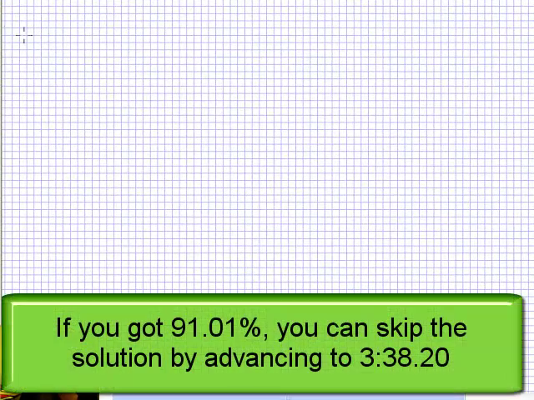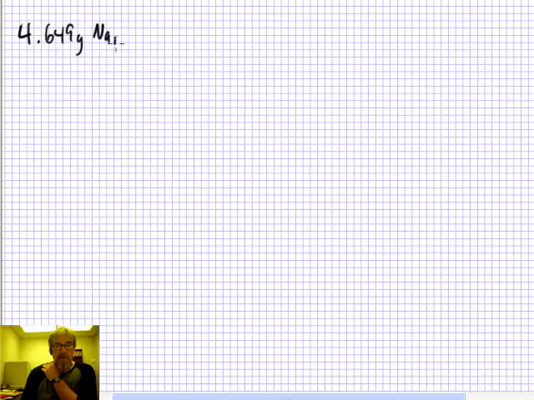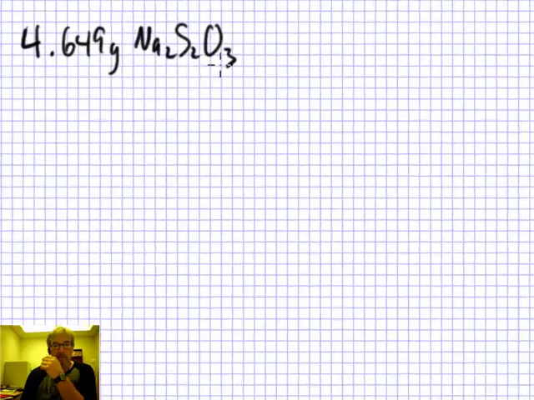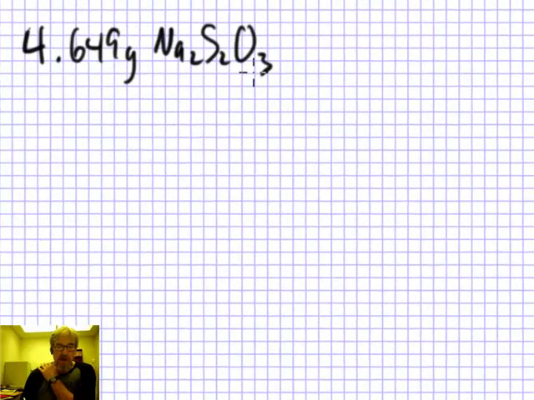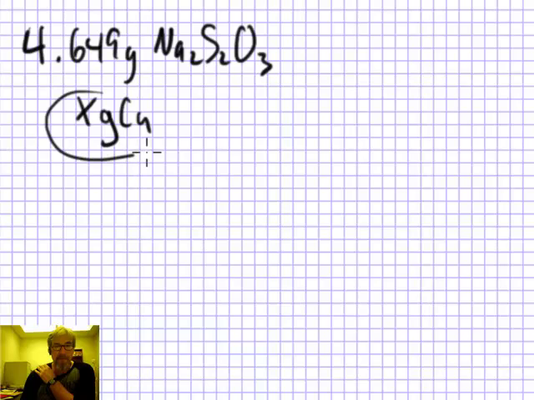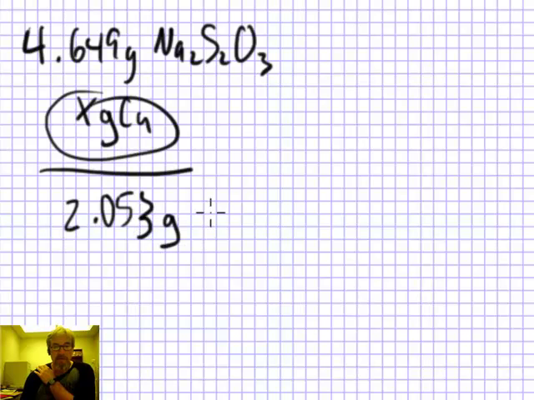Well, if I analyze this problem, here's what I know. I know that I have 4.649 grams of this Na2S2O3, sodium thiosulfate it's called. What's my objective? What I really want to know is what percent of this bronze is copper. So it would be X grams of copper. That's my unknown. That's really my objective here. Divided by the total mass of the sample, which is 2.053 grams. So that's where I got to go.